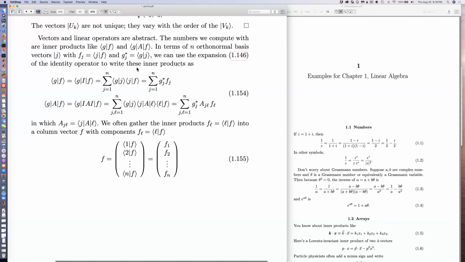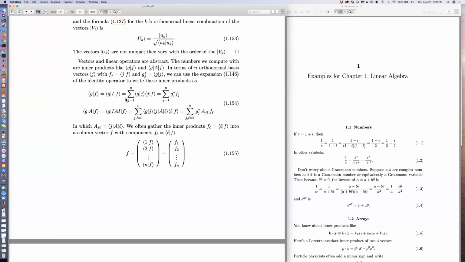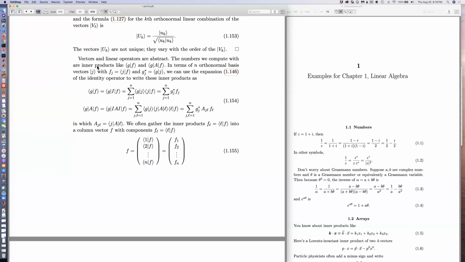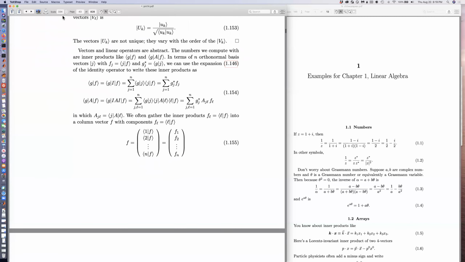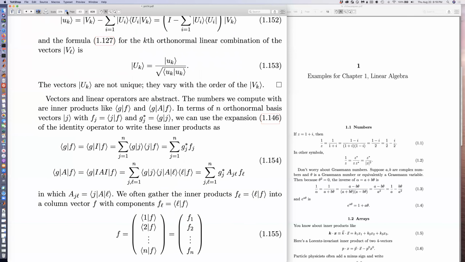And using these translations, this just becomes G star A F. And this is ordinary matrix multiplication. So this is column vector F, matrix A. Whoops, my mouse is so sensitive, I just touch it the wrong way and the screen becomes too small. Somebody may be able to tell me what I'm doing wrong with my mouse.